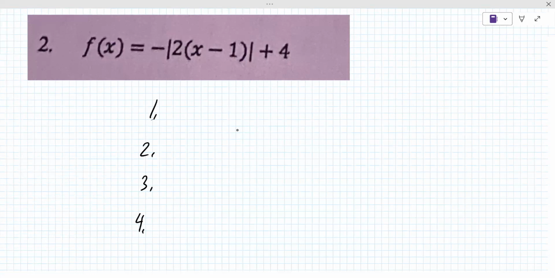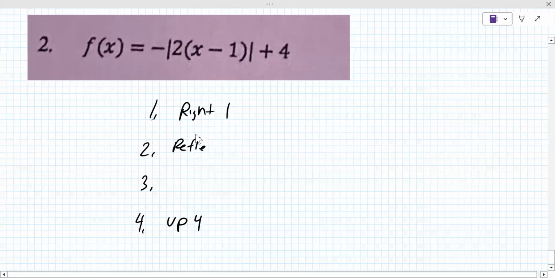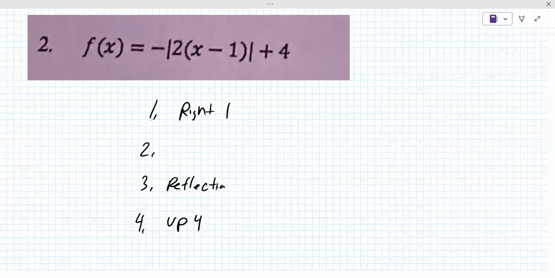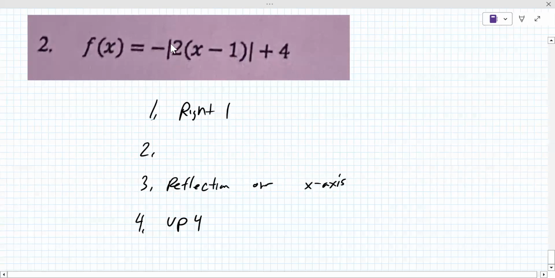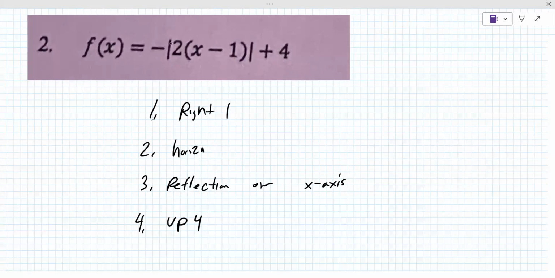You can see that it is moving up 4 units. It is moving to the right by 1 unit. It is flipping vertically, or reflecting over the x-axis. It is getting the x values shrunk, so that's horizontal, shrink by 2, divided by 2. Yep. You got it. Fantastic.